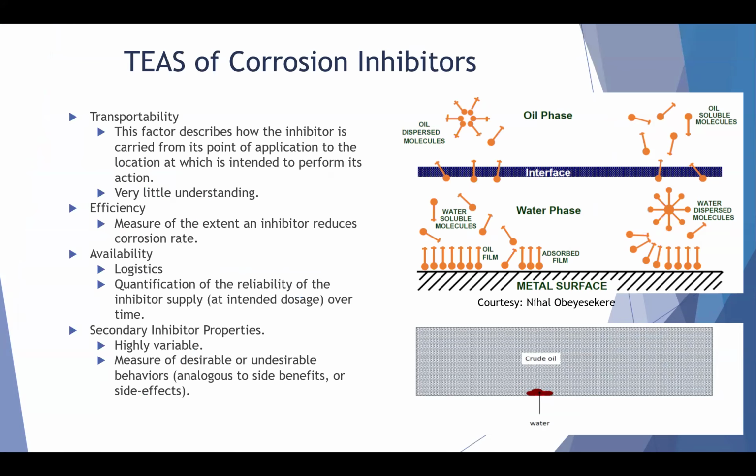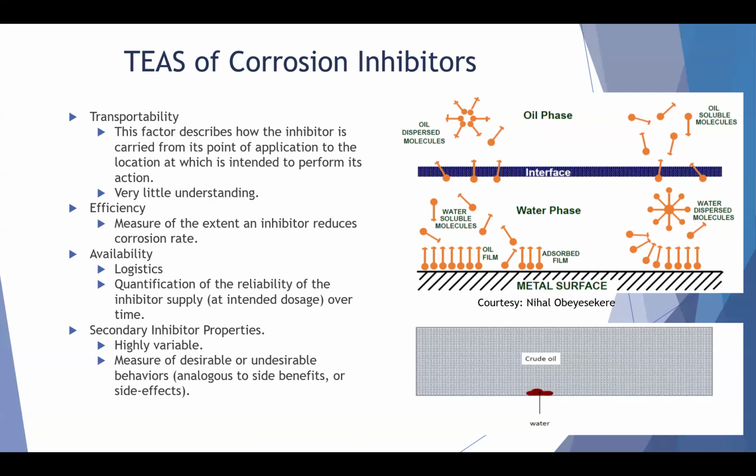As explained in the previous webinars, for successful implementation of a corrosion inhibitor program, we need to cross the T's. The T's are transportability, efficiency, availability, and the secondary inhibitor properties. Among the secondary inhibitor properties, one of the key properties is the partitioning of corrosion inhibitor from the oil phase to the water phase, especially for the oil transmission pipelines.